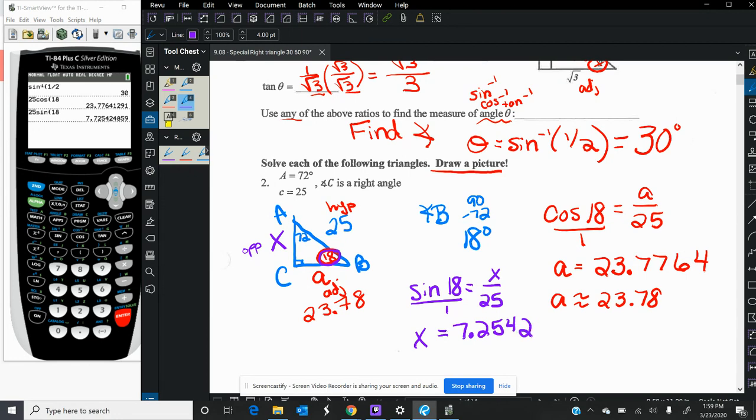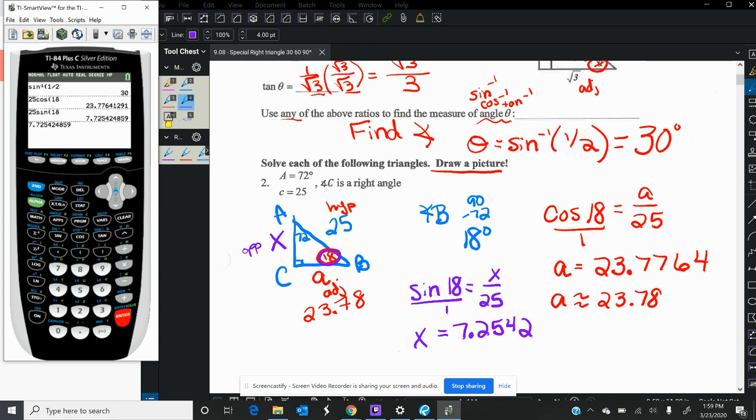7.2542. Now to double check our work here, I'm going to verify this work and use our Pythagorean theorem. So if I go up and grab this answer and square it, and go up and grab this answer and square it, I meant to add, but if I take a squared plus b squared, I should get 625, which is equivalent to my hypotenuse squared. Now it's a little bit off because of our rounding error there, but it does work out. So we know we found all the sides correctly.